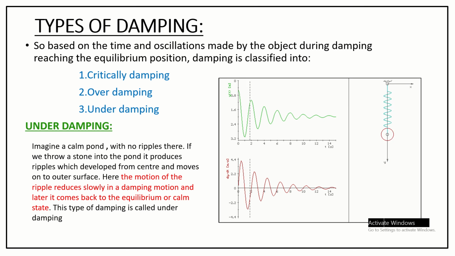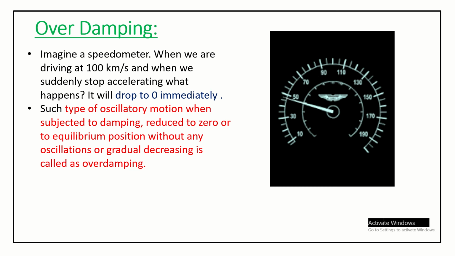Imagine a pond with no initial disturbances, but when we throw a stone inside it, in a fraction of a moment, it produces lots and lots of ripples moving from center to outer and then disappears. This motion will disappear after some time, but it occurs gradually. So the motion which attains the equilibrium state by gradually reducing its harmonic motion from large harmonics to small harmonics and then to zero is called under damping.